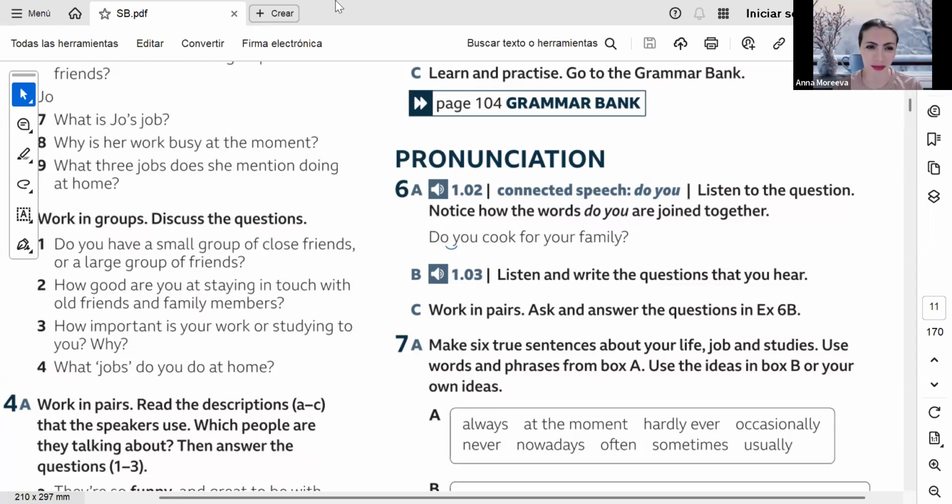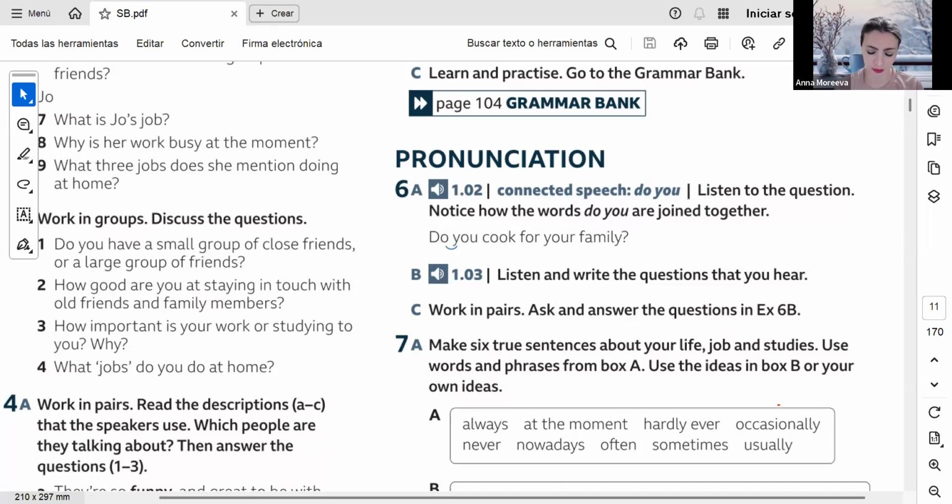Okay, very good. So we're going to listen to the questions and we will write them. Please find one pencil, one pen that you can use to note the questions. We're going to listen to the questions and we will write them down. Okay, let's listen.